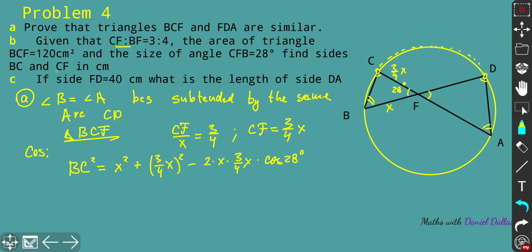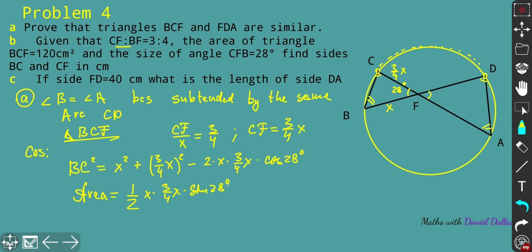That's why we complete the equation for the area of triangle BCF. Using the shortcut formula with sine, the area is 1 over 2 times two sides, x times 3 over 4 x, and times the sine of the angle 28 degrees between them.